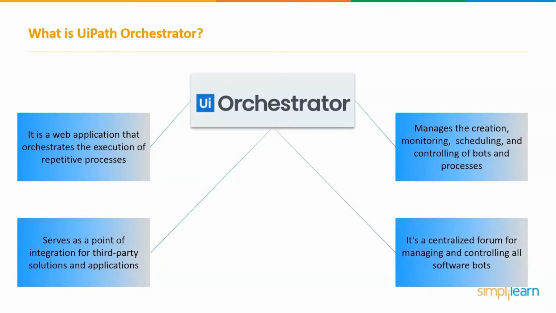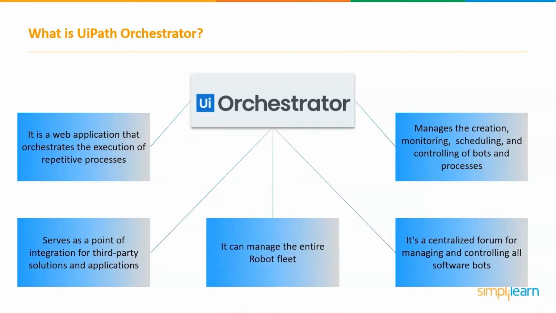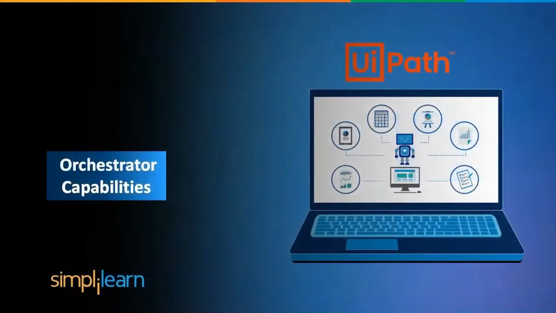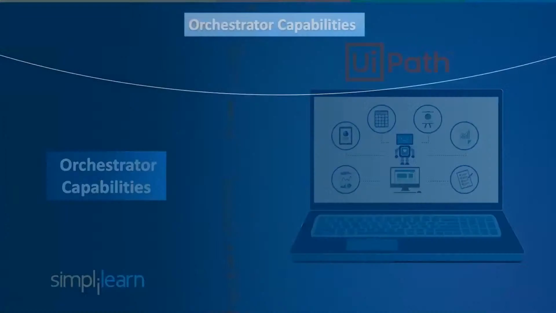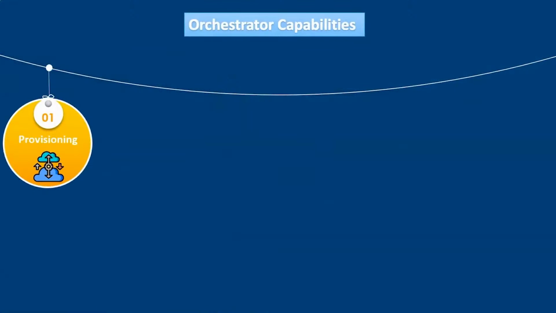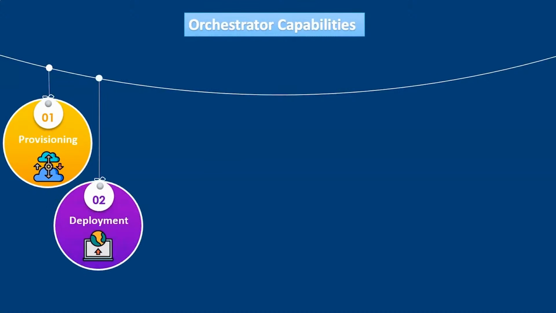It's a centralized platform for managing and controlling all software bots. It can manage the entire robot fleet. Let's look at the Orchestrator capabilities. Provisioning. Provisioning establishes and maintains the connection between the robots and the web application. Deployment. Deployment ensures that the correct package versions are delivered to the assigned robots for execution.